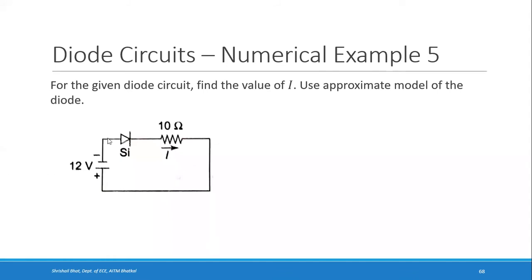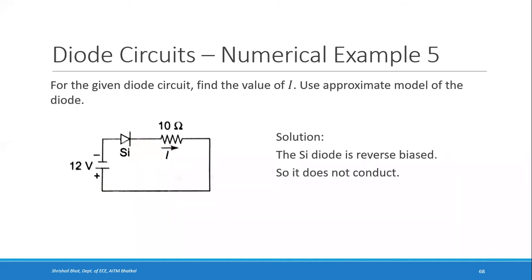Okay, so that means negative side of the battery is connected to P and positive is connected to N. So the diode is reverse biased. When the diode is reverse biased, it's like an open circuit, that means it is not conducting, so the current is 0. Okay, it's just that. Do not use any equations and calculate. Before proceeding, first see whether the diode is forward biased or reverse biased. If the diode is reverse biased, there is no question of writing any equations. It is not conducting, hence the current is 0.